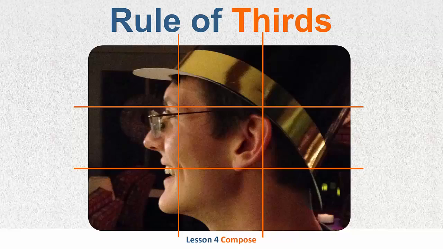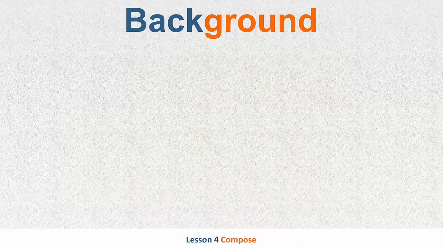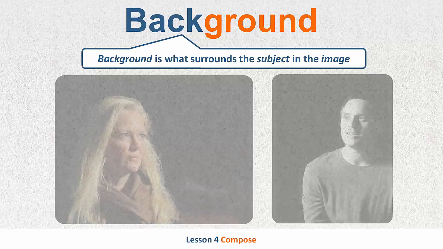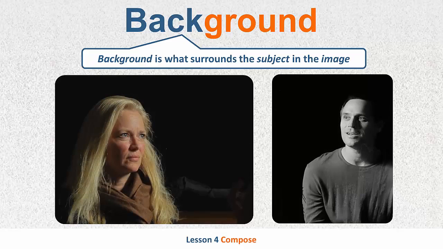Let's focus on another topic in the compose step, the background. What is background? It is what surrounds the subject in the image. The background can be neutral, as in these studio portrait photos. A studio setting enables us to use a neutral background to emphasize the subject, which is one of our goals in the compose step of taking a photo.